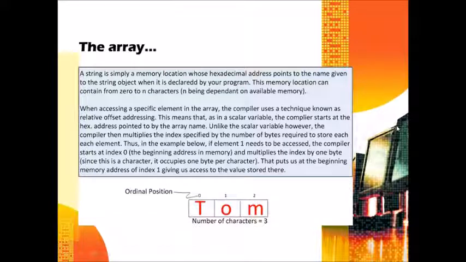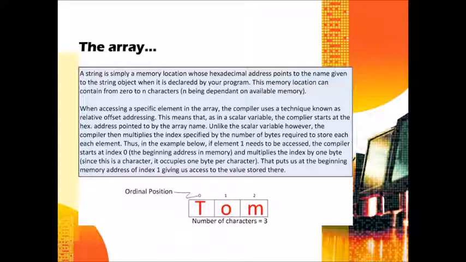Okay, this is something you saw earlier in strings, because in C#, strings sort of are like single-dimensional arrays. We're going to be looking at single and multi-dimensional arrays shortly, but let's just look at this definition I have here. A string, or an array in this case, is simply a memory location whose hexadecimal address points to the name given by the array object when it's declared by your program. Just like a scalar variable, you can have one location that has one value, but in a string it's multiple locations. Of course, they're all back to back. So really, in a sense, a string is nothing more than a single-dimensional array.